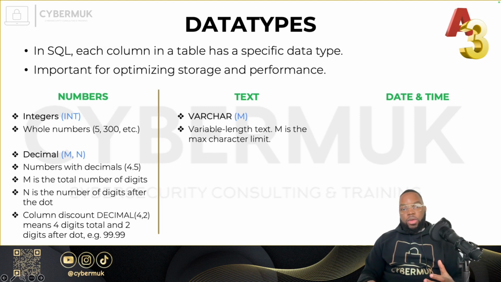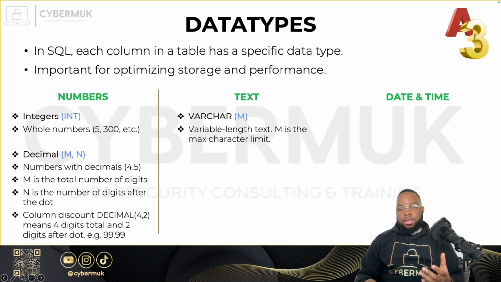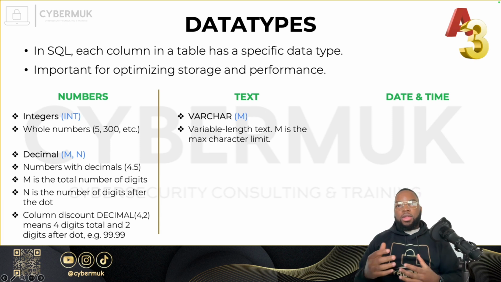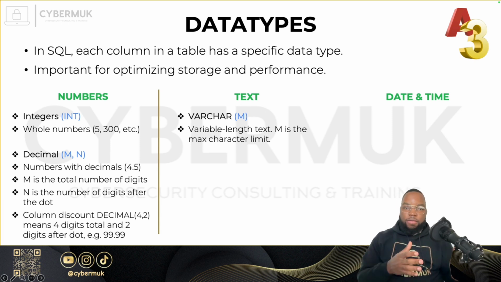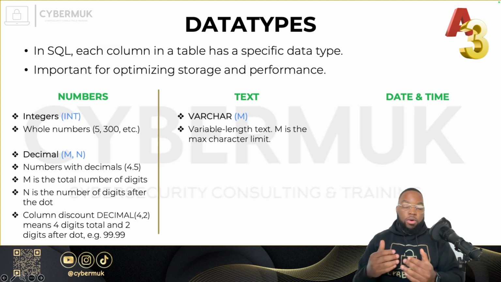Other types of data we have: text data. Text is typically probably the most common one. Variable length text. So the first one is varchar, and M is a character limit. So typically for names, I like to use like 15 or 20. So 15 for first name, 15 for last name, or more or less, depending on how you want to do it. And so that's varchar, variable length text or variable characters. It can typically be used for names, for addresses, and M is a character limit.